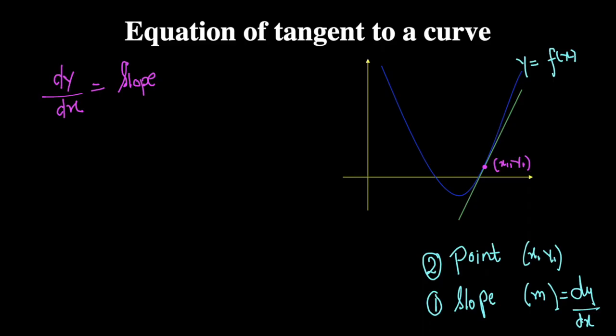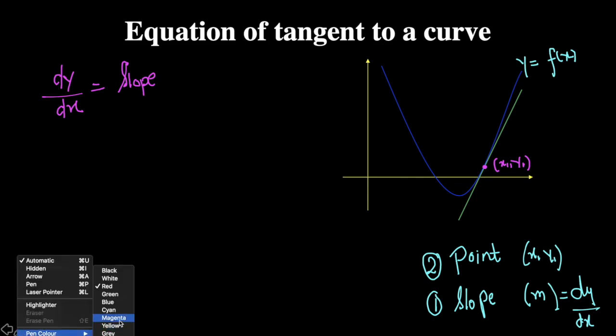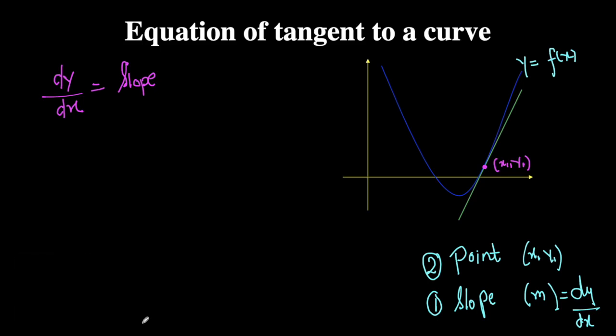Now we are going to do the equation of a tangent to a curve, and let me tell you what a tangent is. A tangent is just a straight line touching a curve. Let's say you have a curve, you have a point here, and this line is touching the curve. So this line is called a tangent to this curve.